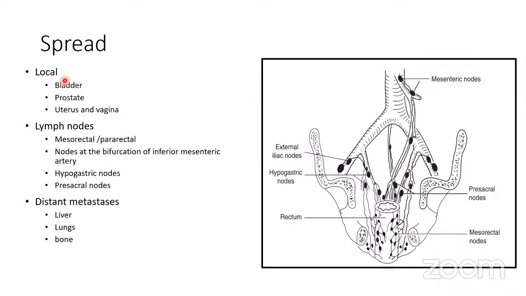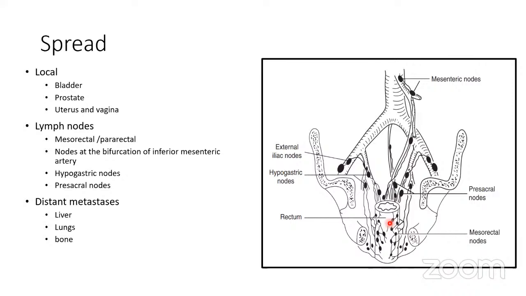The second mode of spread is through the lymphatic drainage. The predominant route of spread is through the mesorectal nodes, followed by nodes at the bifurcation of the inferior mesenteric artery, which originates from the aorta and divides into the sigmoid and superior rectal artery. Then we have the internal iliac nodes and the presacral nodes. These are usually the first station nodes. And we can have external iliac lymph node involvement if the tumor invades the adjacent structures.